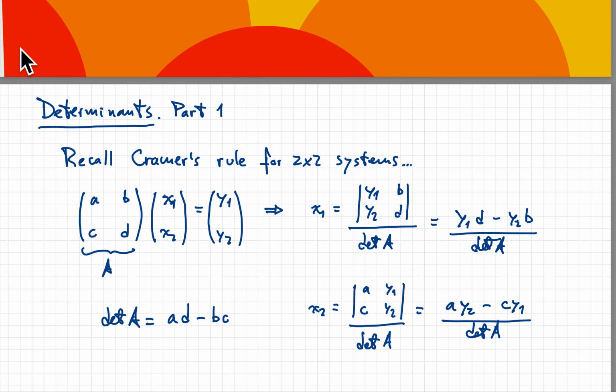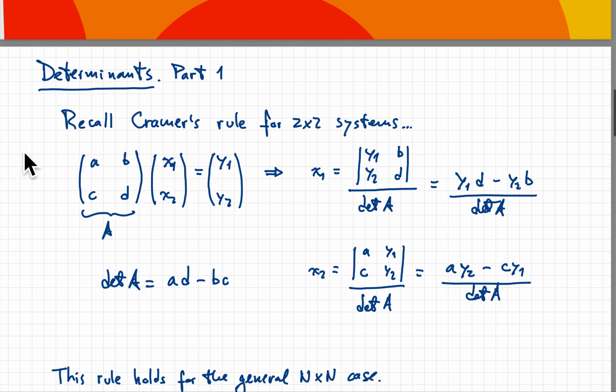And recall that in a previous video we saw Cramer's rule as a way to solve 2x2 systems of equations. So here's our reminder of that. Suppose we have this system of equations where we have our matrix A given by a, b, c, d. These are our unknowns x1 and x2, and this is our right-hand side y1 and y2. Now the determinant of A is of course just ad minus bc. And Cramer's rule tells us that x1 is equal to the ratio of two determinants, x2 is also equal to the ratio of two determinants.